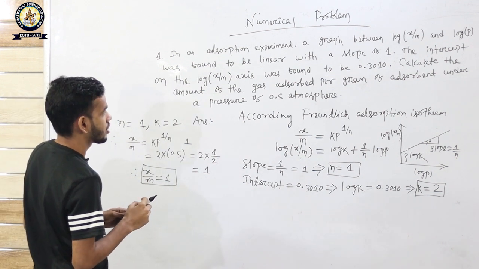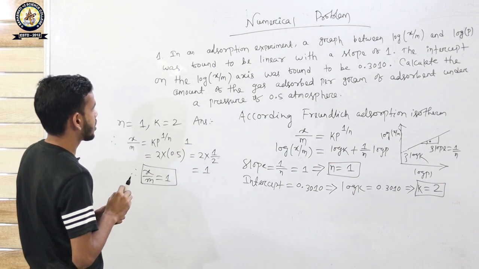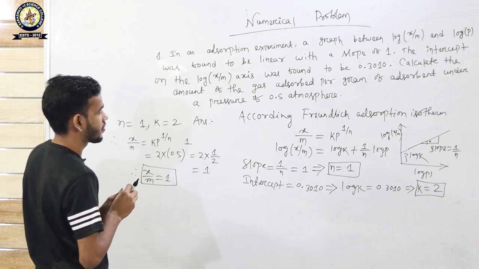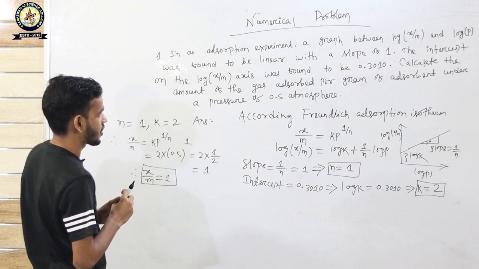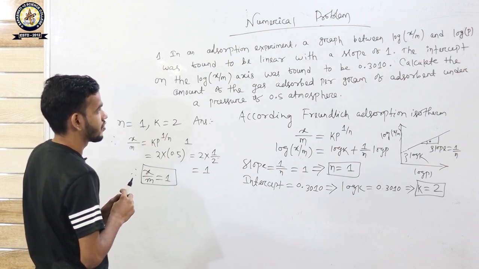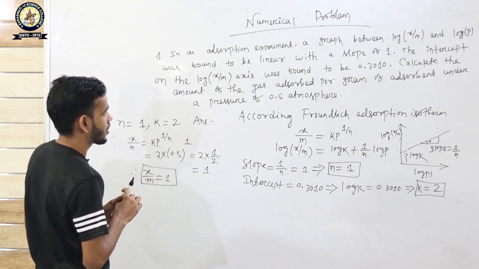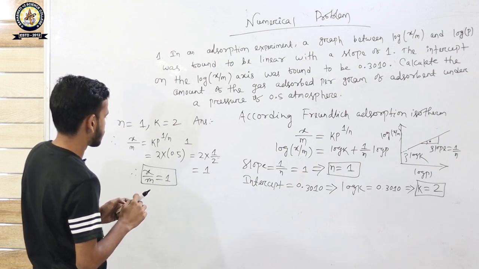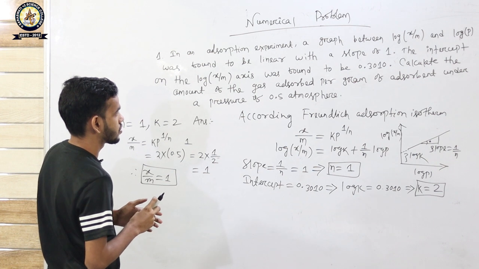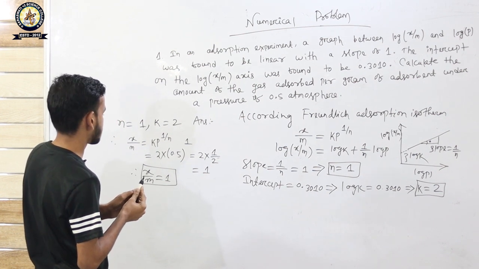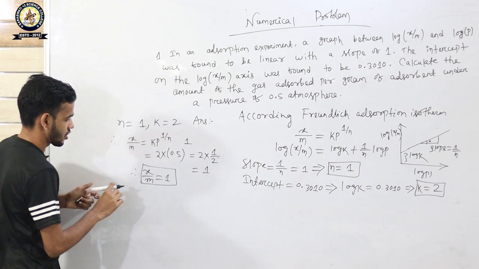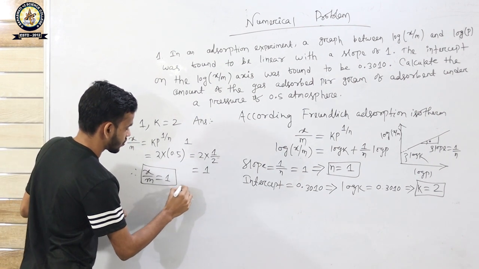Here the question is, calculate the amount of the gas adsorbed per gram of the adsorbent under a pressure of 0.5 atmosphere, where both the value of the slope as well as the value of the y-intercept are given. So the extent of adsorption was found to be 1. So this is the answer.